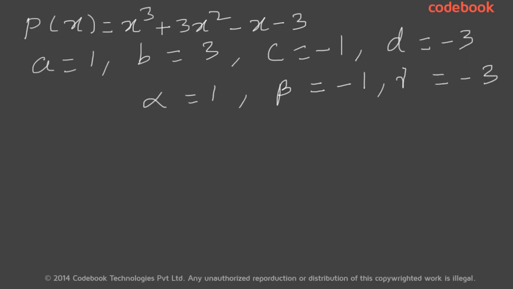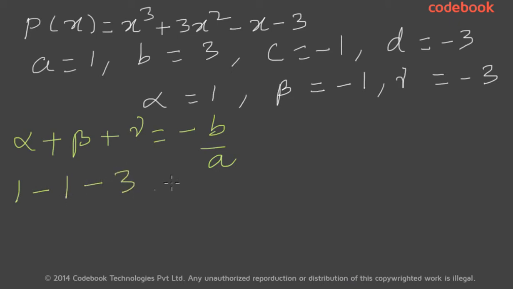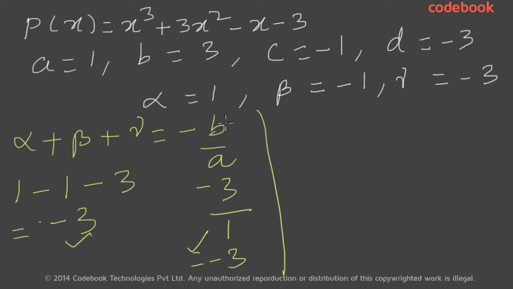So if you recall, we have seen that alpha plus beta plus gamma should be equal to minus b by a. Okay, so let's add it. So alpha plus beta plus gamma, 1 minus 1 and minus 3. This is equal to minus 1, 1 cancels out, which is equal to minus 3. So on the other side, we have minus b by a. Minus b is minus 3 by a. A is 1. So which is nothing but minus 3. So this relationship is correct.